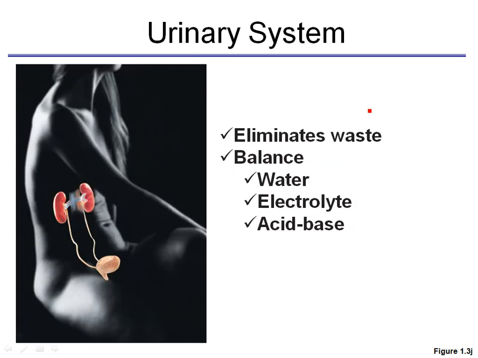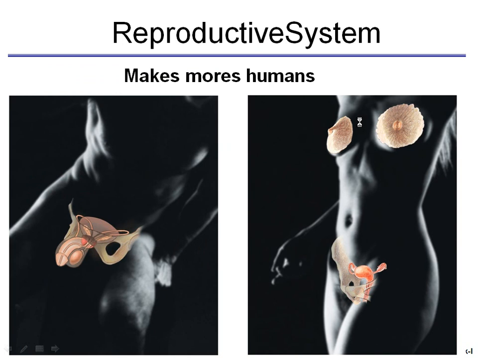Your urinary system allows you to eliminate waste, and because it deals with water, it's all about balance: acid-base balance, ion or electrolyte balance, and water balance. And obviously, the reproductive system's function is to make more humans.